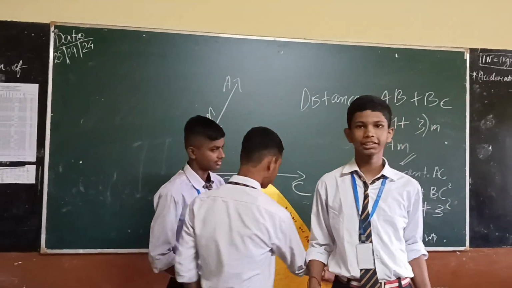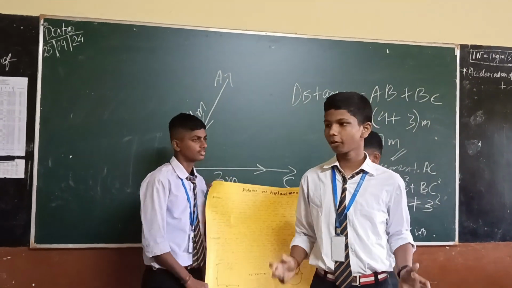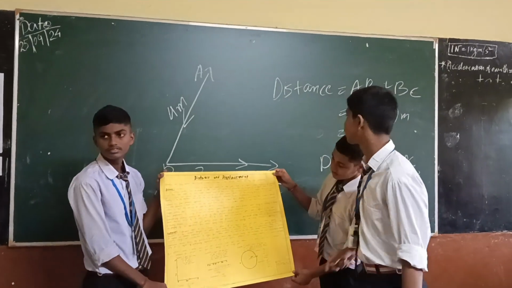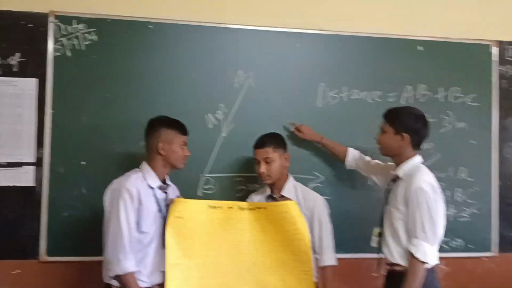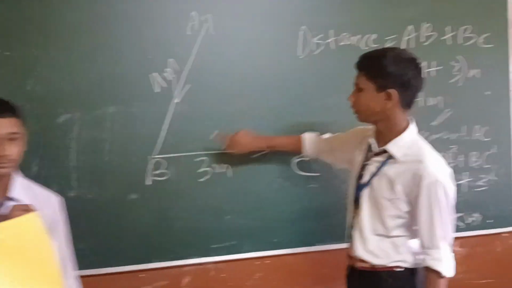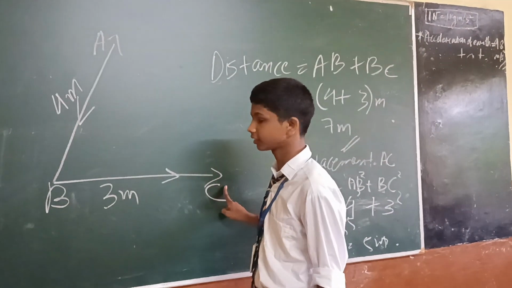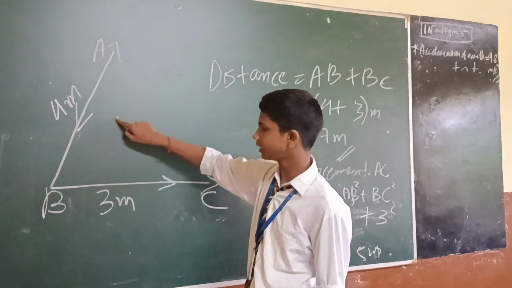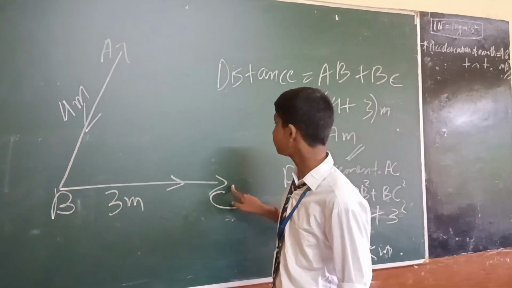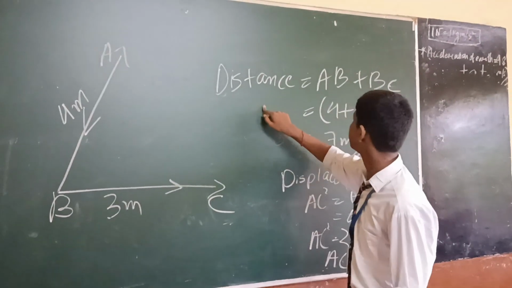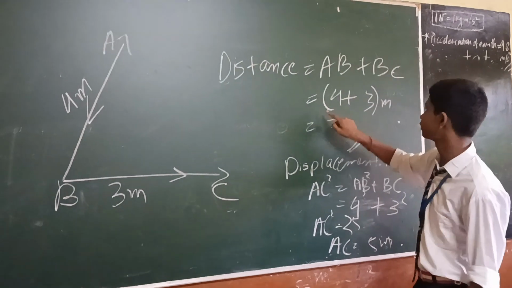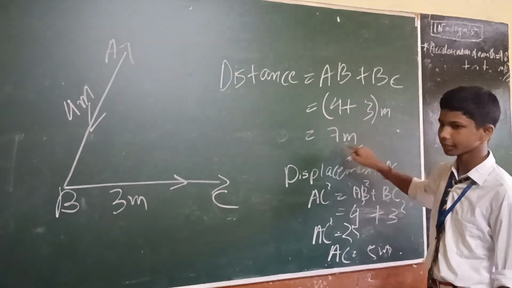Now I will give some examples to understand more about distance and displacement. Here is an example. An object moves from point A to point B and then from point B to point C. AB length is 4 meters and BC length is 3 meters. In this case, the distance will be AB plus BC, that is 4 meters plus 3 meters, which is 7 meters.